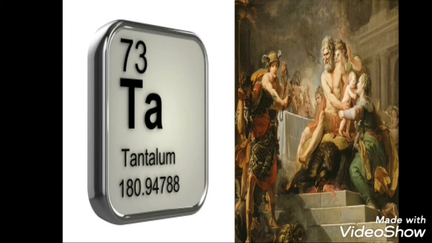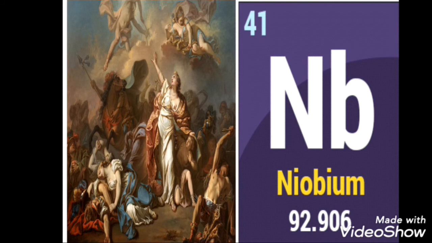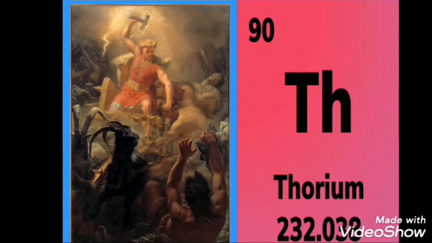Some elements are named after mythological characters. Tantalum is named after Tantalus. Tantalus is the king of Lydia. Niobium, Niobe, the daughter of Tantalus. So to remember Niobe, niobium is named. Thorium, god of thunder, Thor, is a Norse god. So to remember the god of thunder, they named thorium.